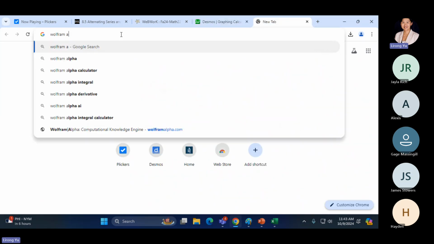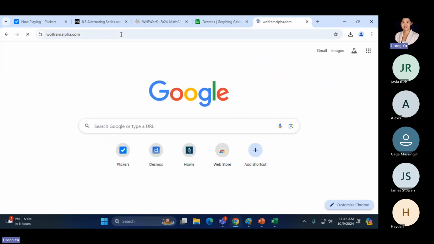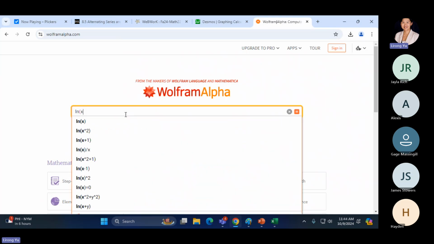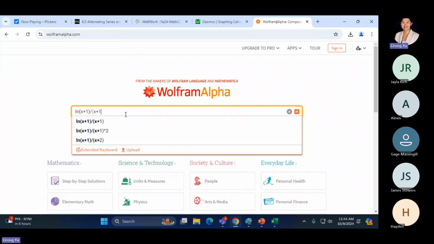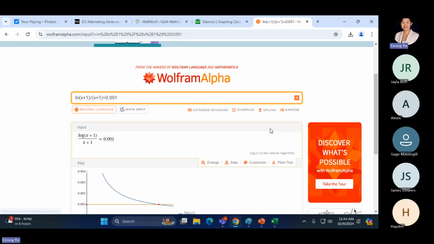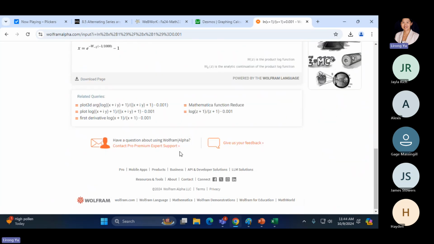So there's a computer algebra system called Wolfram Alpha, and that also can do numerical calculation for us. But other than that, I think Excel will be okay. So basically, we're trying to solve this equation: logarithm of x plus 1 divided by x plus 1. We want to make it equal to 0.001 to find that solution.